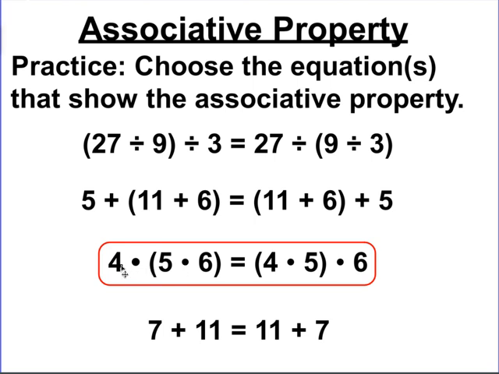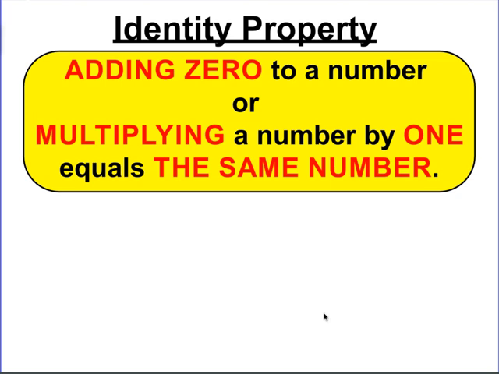The order of the numbers is the same. It goes 4, 5, 6, and on this side 4, 5, 6, but the parentheses are around different numbers. If you solve both sides, I think you'd get 120 on both sides, so they would be equal. Okay. Next property, identity property.